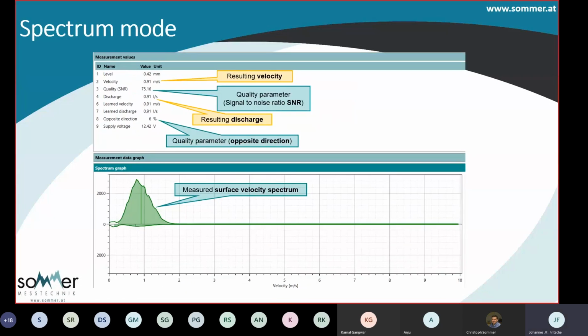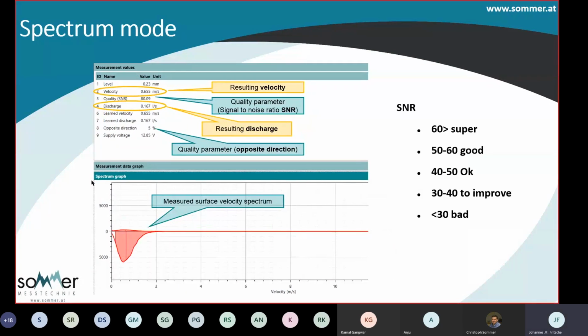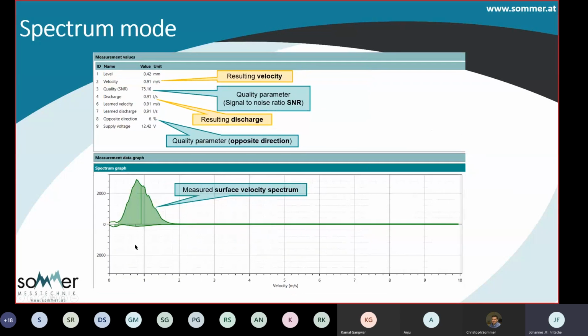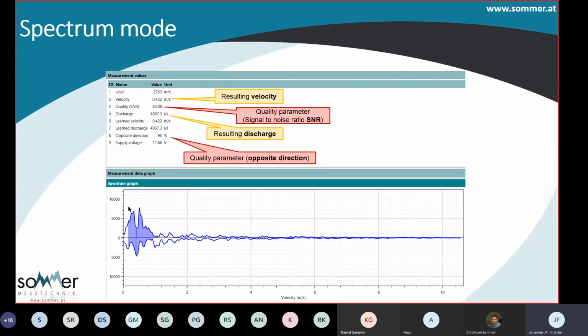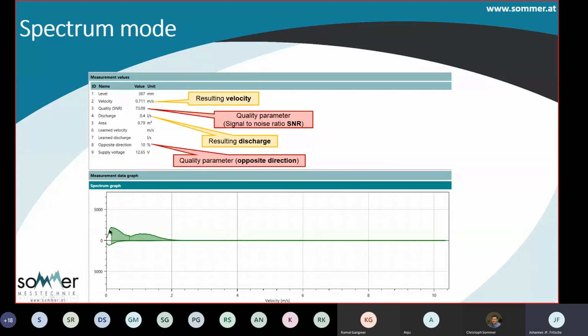Again, just for a note, look at your flow velocities to discharge and the quality criteria, the SNR ratio and the opposite direction, but also consider the spectrum, because the SNR and the opposite direction don't give the full picture of the quality of your velocity measurement. Also look at the spectrum. And you see here a good spectrum has a single peak in either direction, and a bad spectrum has a very noisy signal that has more.